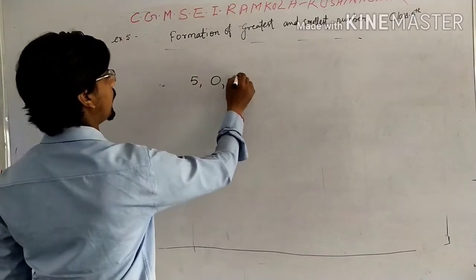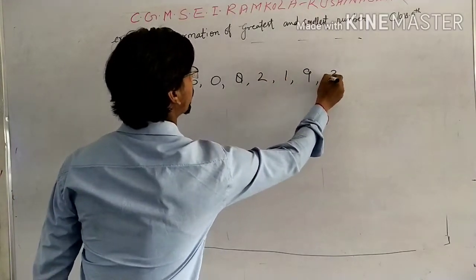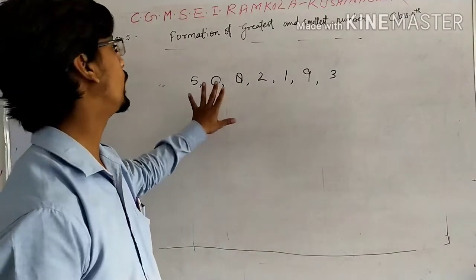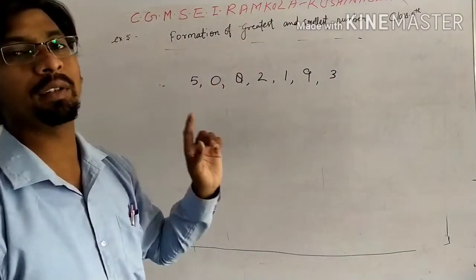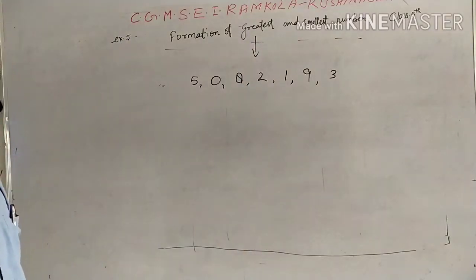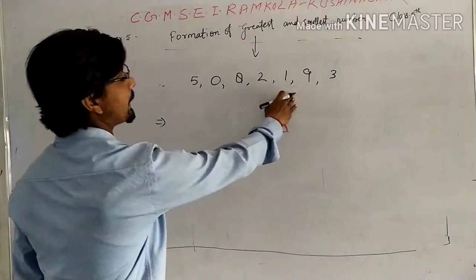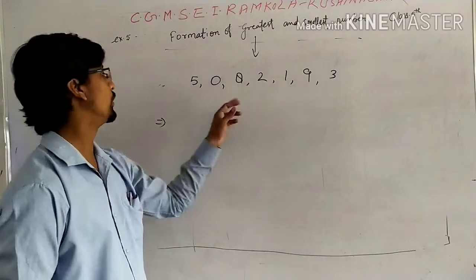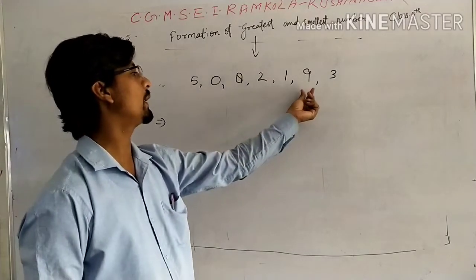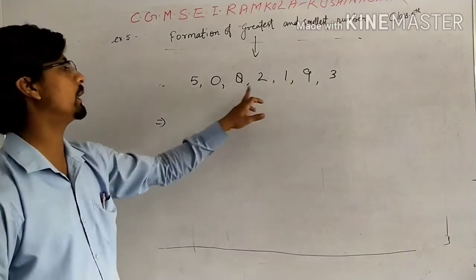Suppose the digits are 5, 0, 8, 2, 1, 9 and 3. And the question is, arrange these digits to form the greatest number. First we talk about the greatest. So first we find the greatest digit: 5, 0, 8, 2, 1, 9 and 3. You can see 9 is the greatest digit in these digits.